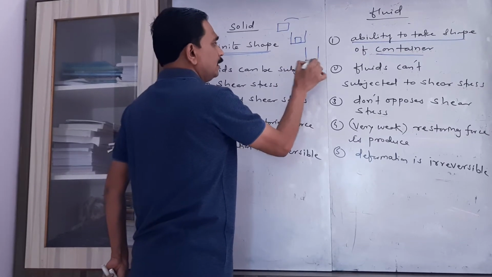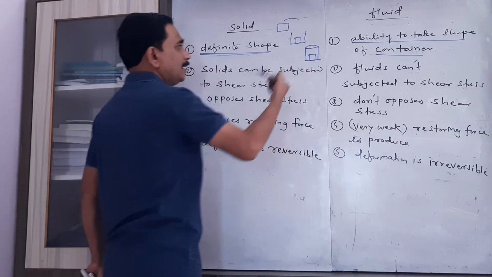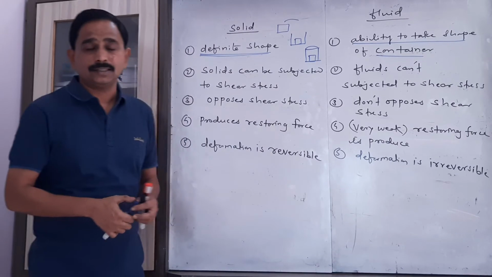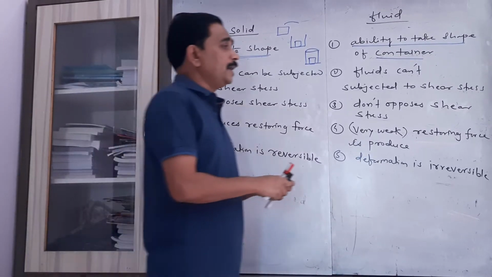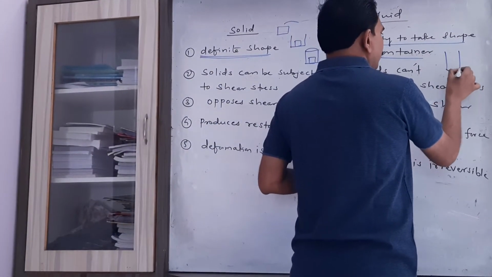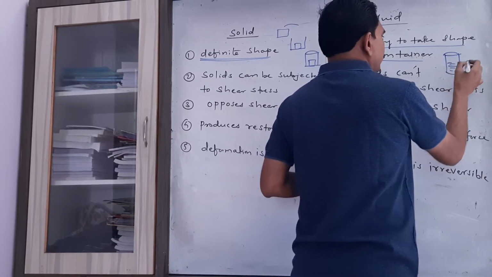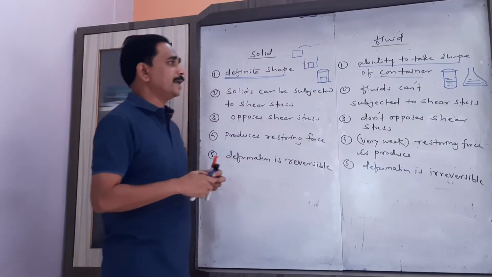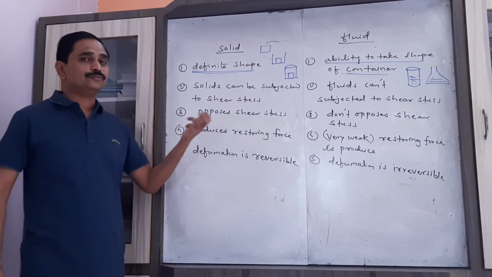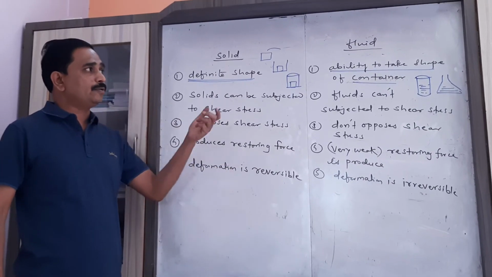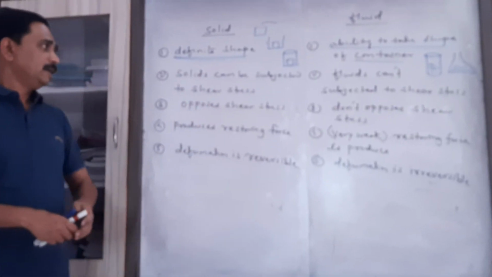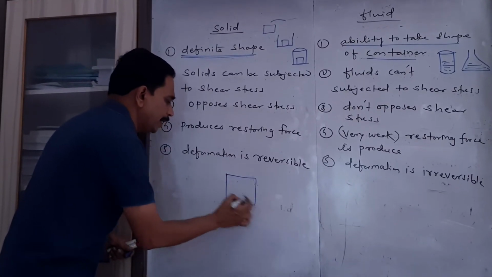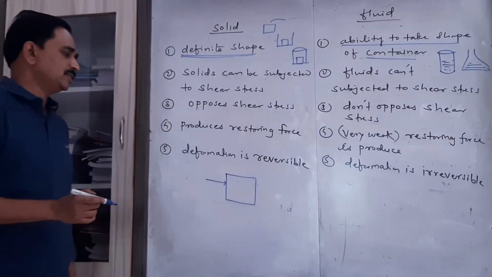It doesn't take the shape of the container because it has a definite shape. But when we consider liquid and gases, if we change the container, then that liquid takes the shape of that container. So that's why I write here that liquid and gases, which are combinedly considered as fluid, have the ability to take the shape of the container.